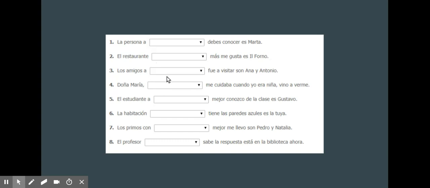The friends who he went to visit are Ana and Antonio. So los amigos, plural, we have a, so it's probably quien or quienes. Since it's plural, los amigos, it would be a quienes. Doña Maria, who took care of me when I was a girl, came to see me. So Doña Maria, in this case, it could be quien, since it's a person, but could also be que, since you can also use que in a lot of these situations.